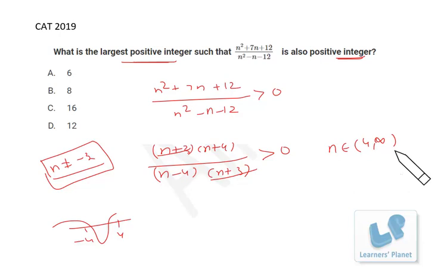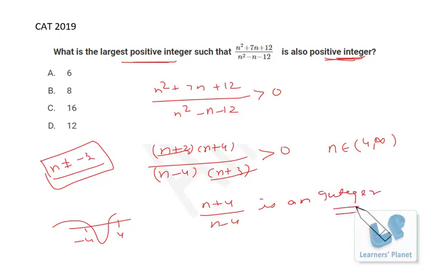Now n is an integer, that is perfectly okay, but we want this expression, n plus 4 by n minus 4, also to be an integer, right? So we have to select those values of n for which n plus 4 upon n minus 4 is an integer.